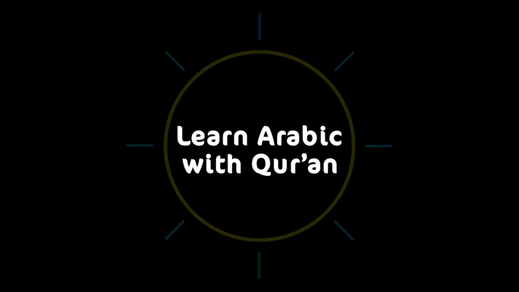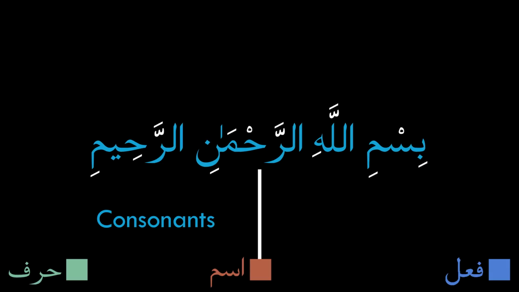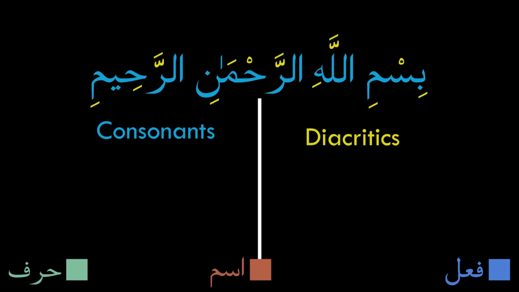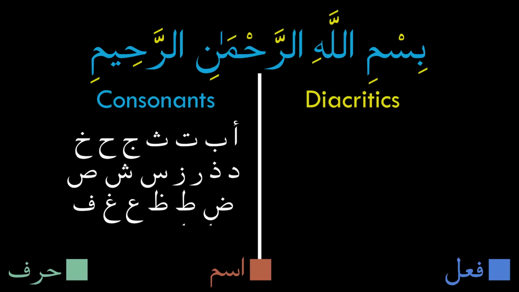Let's begin. على بركة الله تعالى. First one is Bismillahir Rahmanir Rahim. Note that we can divide this verse into two parts, and this includes all verses of the Quran. The first part, the consonants, and the second one, the diacritics. The consonants are the main letters that establish the Arabic alphabet.